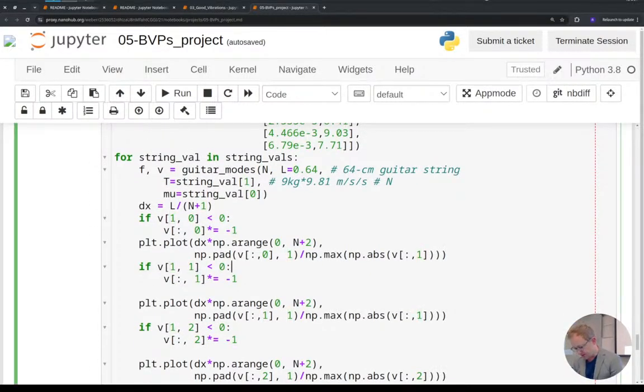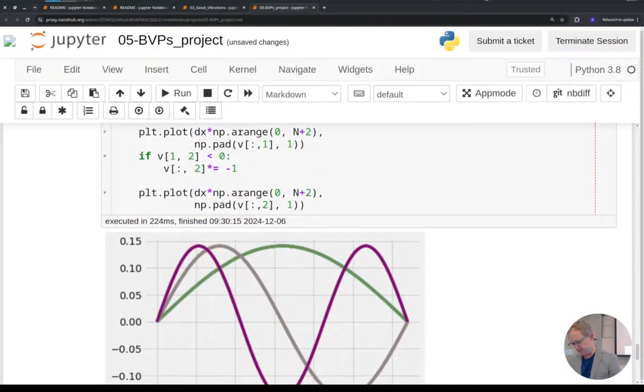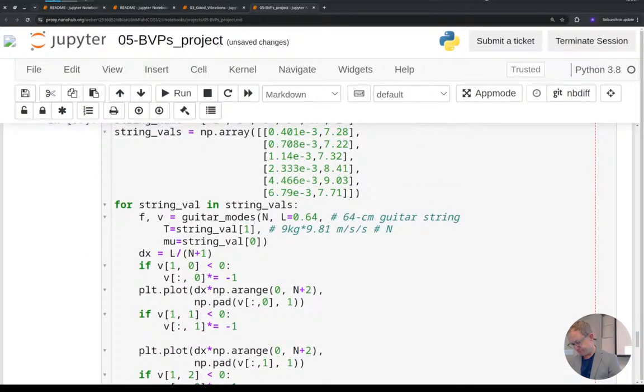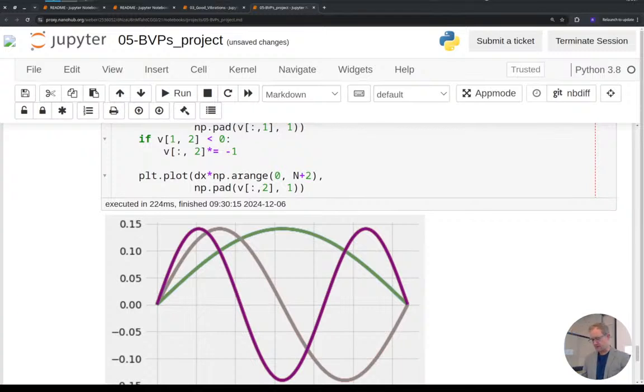We could try getting rid of that normalizing part. It's probably going to be busy. Oh, yeah, it doesn't really change, right? So it's just showing us that those three mode shapes are the same for any string as we're changing those k values. No difference.